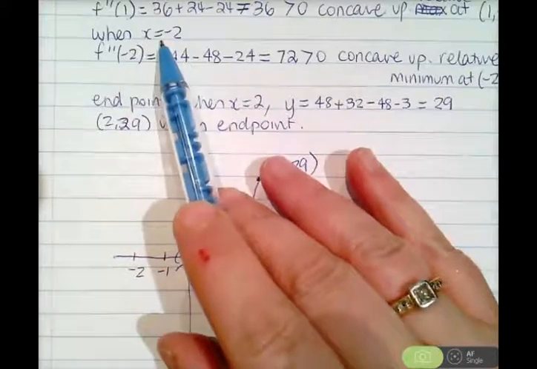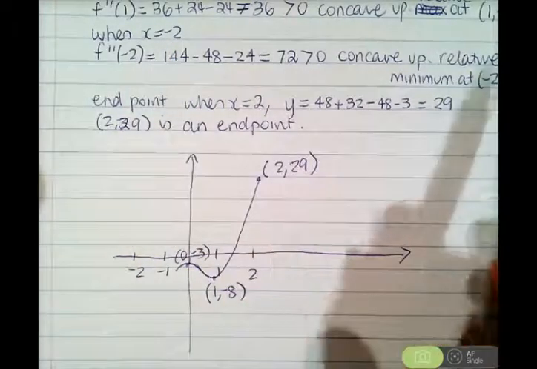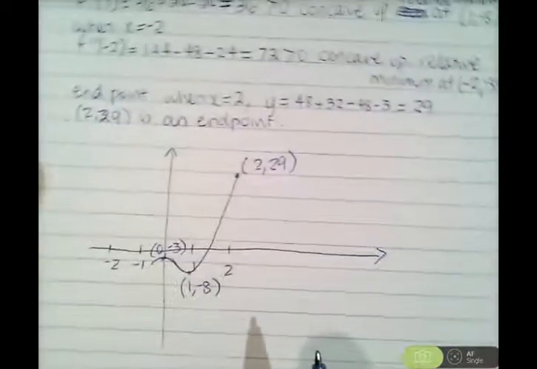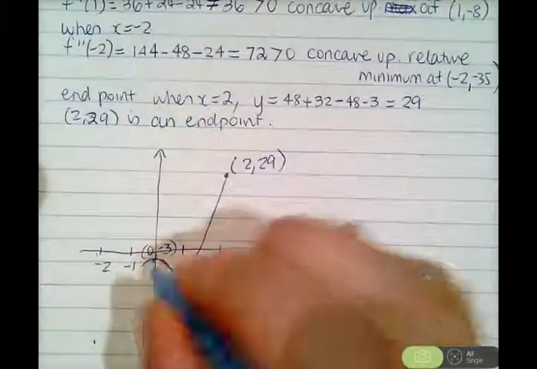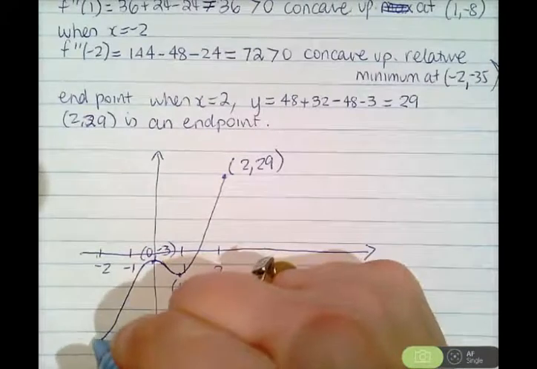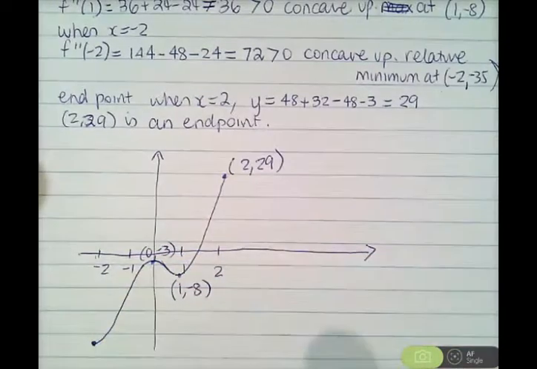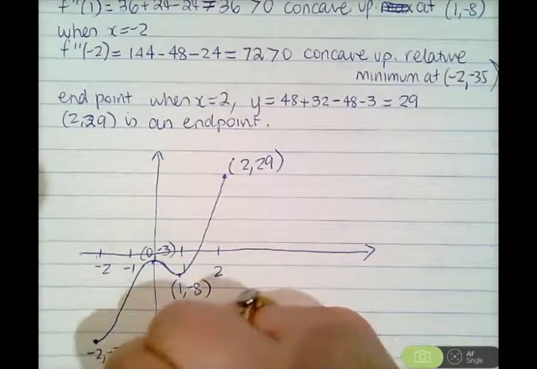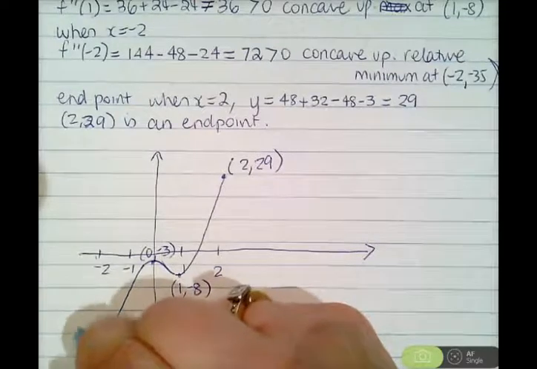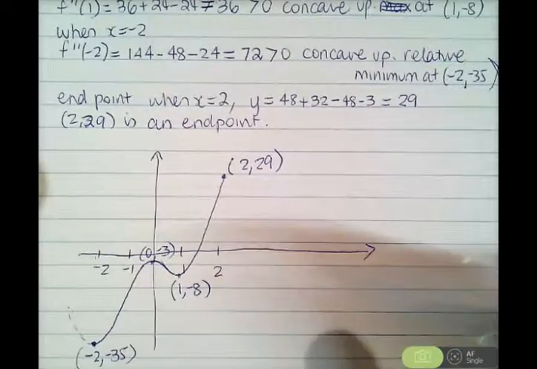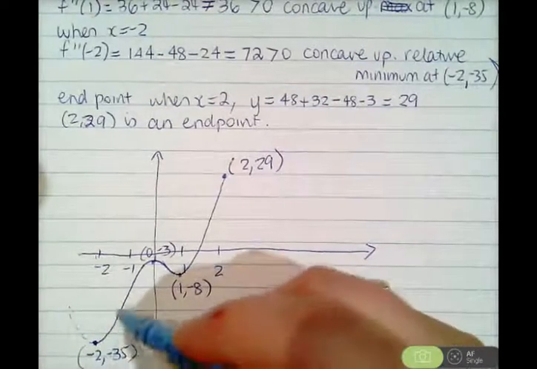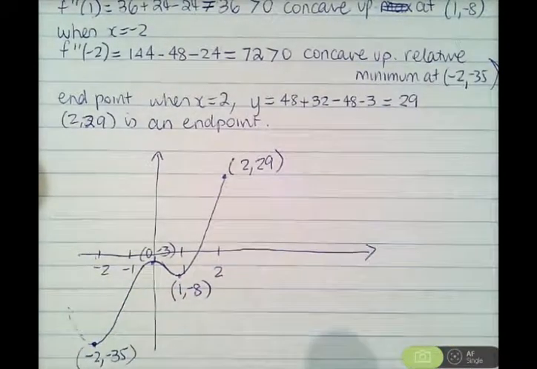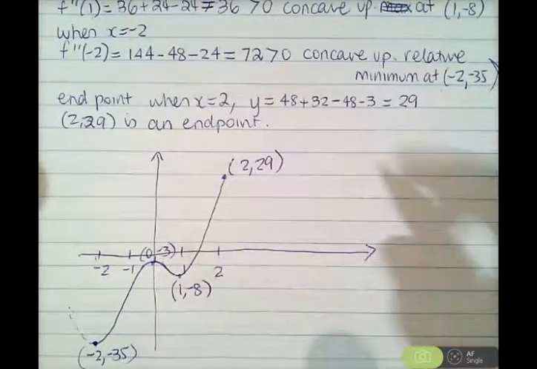At -2, -35, sorry, we've got another minimum. So -2, -35, somewhere down here, we've got another minimum. Now, we don't need to go further than that. I'll just dot that. That is a minimum. So here, this is in the domain from -2 to +2.